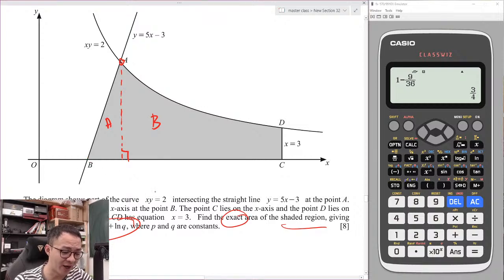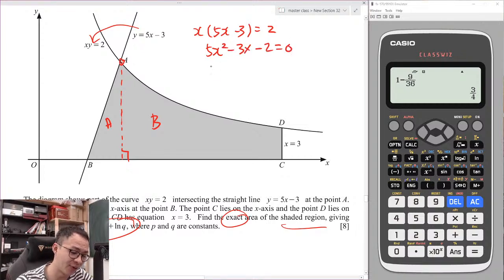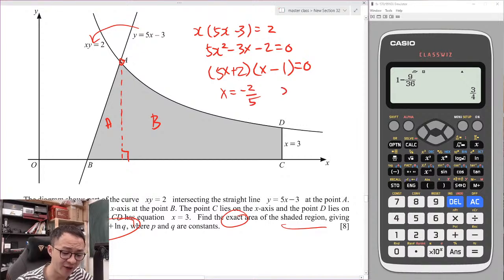So the first thing is I want to find the intersection point. How to find the intersection point? Sub the y into the y here. So xy equals 2, and my y is 5x minus 3. So 5x squared minus 3x minus 2 equals 0. Then I'll factorize it: 5x and x, this one should be 2 and 1, minus and plus. So x is equal to negative 2 over 5, and x equals 1. Based on my diagram, this answer is rejected, so I only take 1. So luckily I get 1 here.